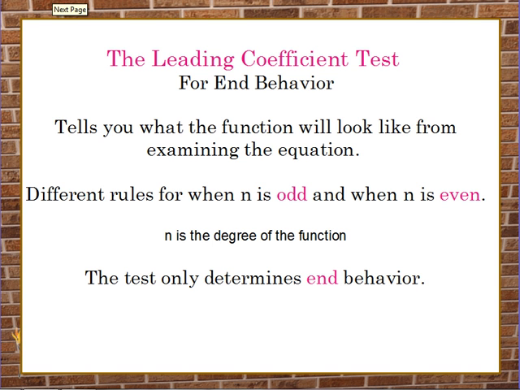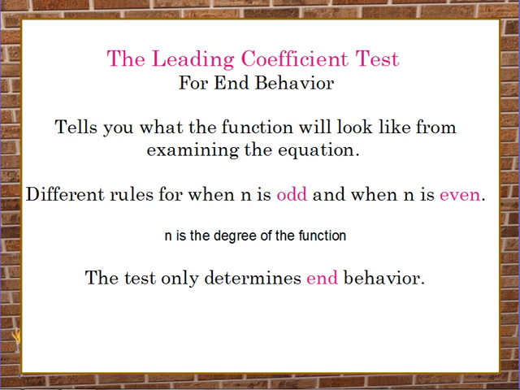We have something called the leading coefficient test, okay? Here's basically my rules. It's called the leading coefficient test for end behavior. It tells you what the function will look like just by examining the equation. There's different rules for when n is odd and when n is even. And we already said this, but n is the degree of the function. And this is only going to determine end behavior, all right?